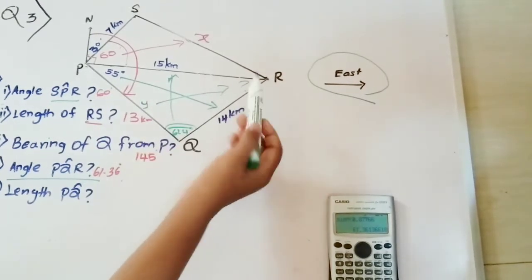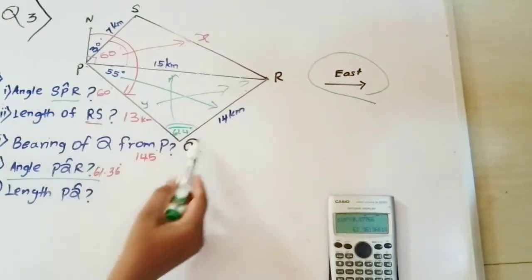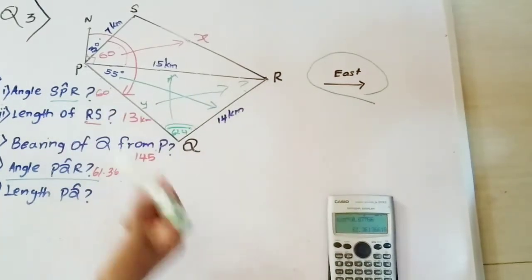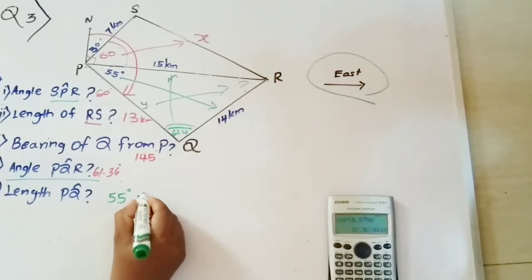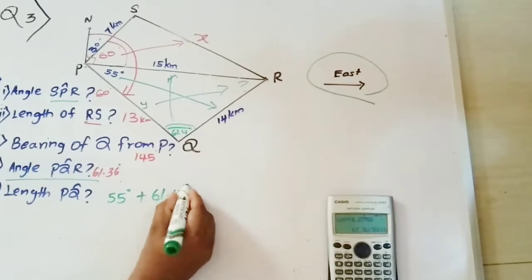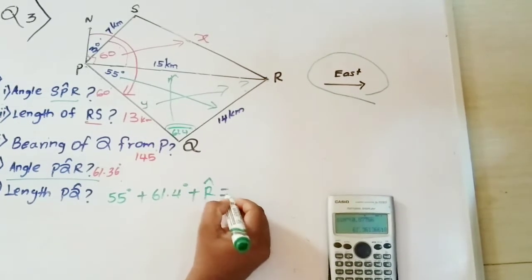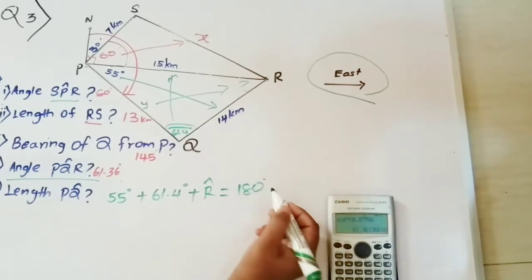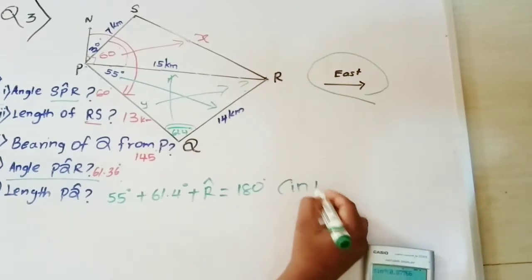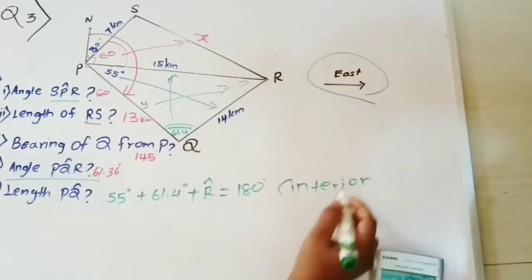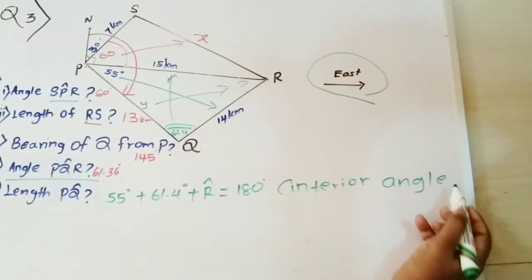To find Y, first we have to find the unknown angle R. How can we find the unknown angle R? In a triangle, interior angles add up to 180. So 55 plus 61.4 plus angle R adds up to 180 degrees, because the interior angles of a triangle add up to 180.